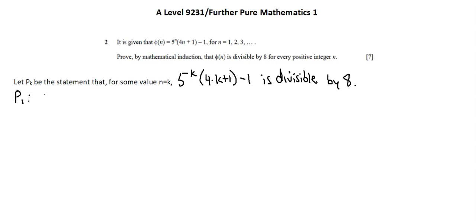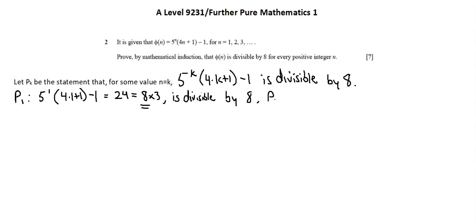P sub 1 is 5 to the power of 1 times (4 times 1 plus 1) minus 1, which simplifies to 24. 24 factors to 8 times 3, and this factor of 8 verifies the value is divisible by 8, and P sub 1 is true.